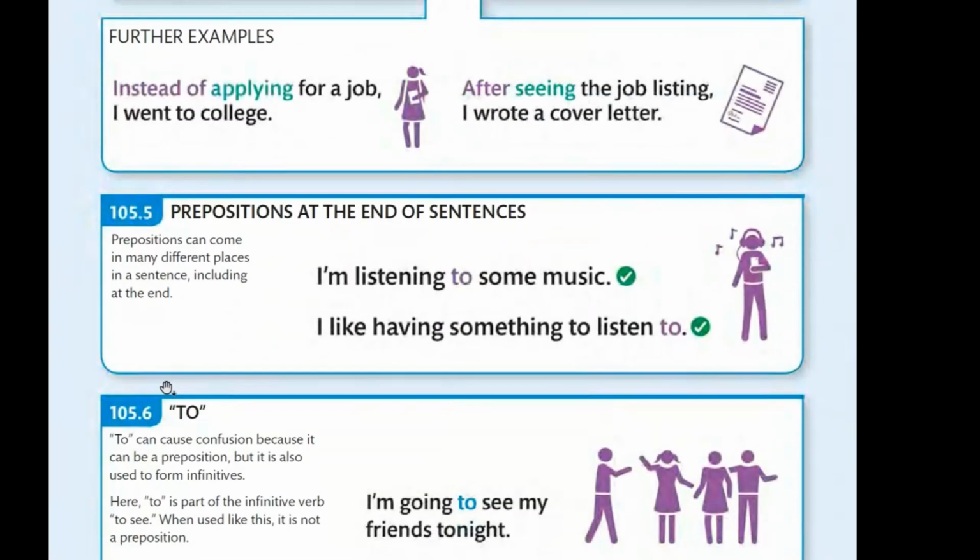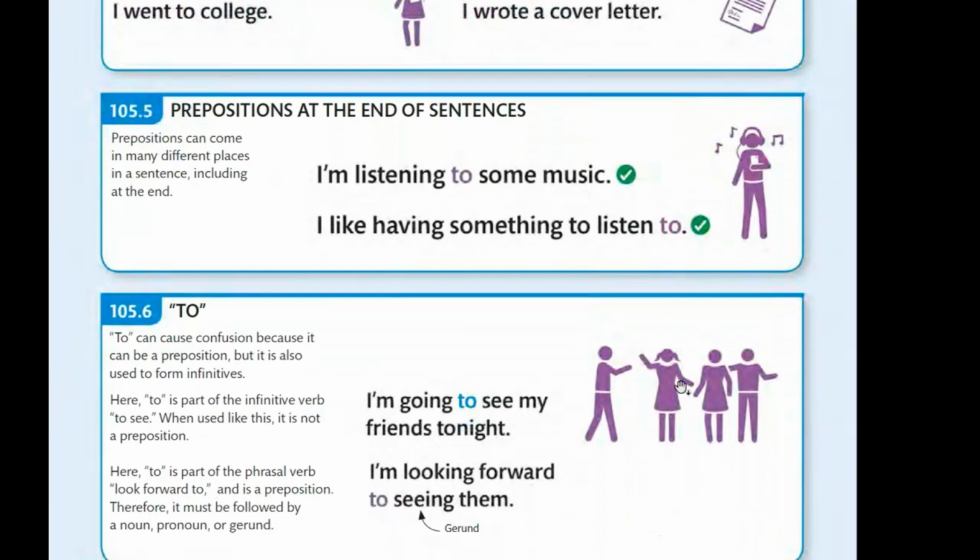Let's talk about prepositions at the end of sentences. Prepositions can come in many different places in a sentence, including the end too. I am listening to some music. Yes. I like having something to listen to. So it is right. Don't say, oh, a preposition cannot end the sentence. No. It can come anywhere.